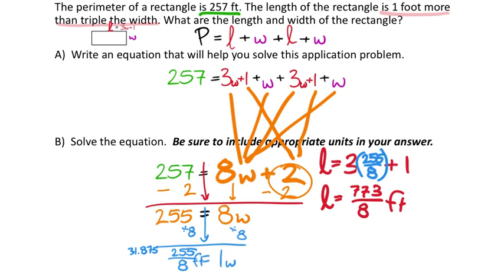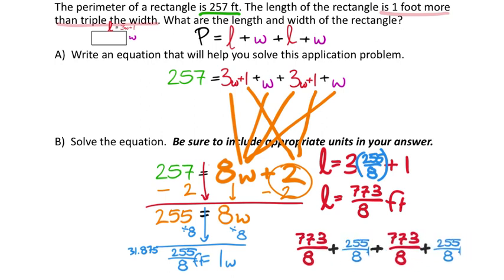Okay, now if I've done this right, I'm just going to check my work here. I'm going to take a length, 773/8, and then a width, 255/8. And if I add these together, in fact, if I add them together twice, I should get the actual perimeter, which was 257. So I'm going to just check. But again, I'm just using the calculator to check. I'm not actually doing that by myself.